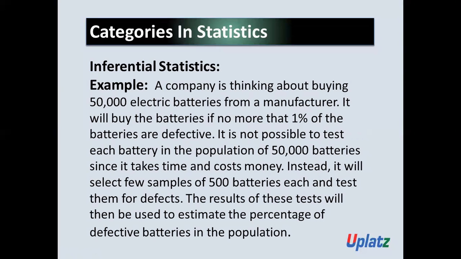It will buy the batteries if no more than 1% of the batteries are defective. It is not possible to test each battery in the population of 50,000 batteries since it takes time and costs money. Instead, it will select few samples of 500 batteries each and test them for the defect. The result of these tests will then be used to estimate the percentage of the defective batteries in the population. Got the point?